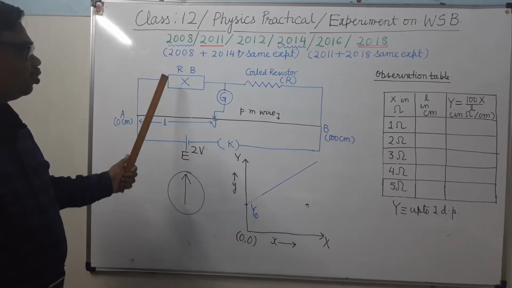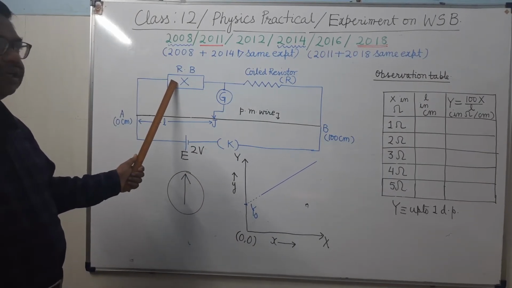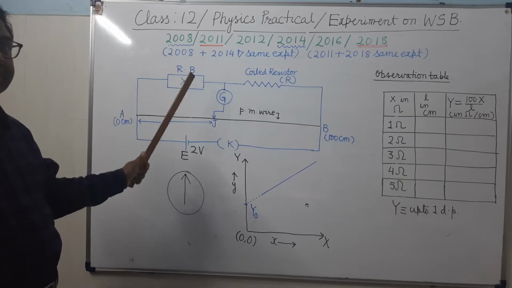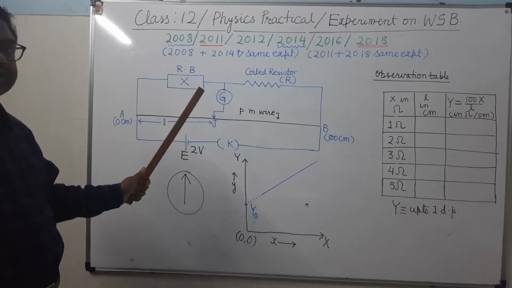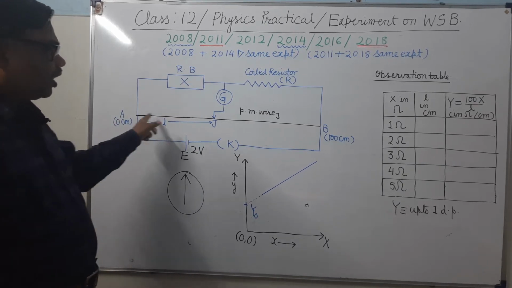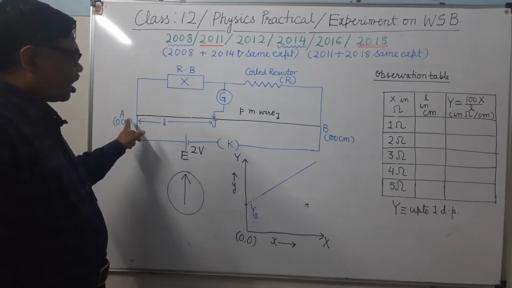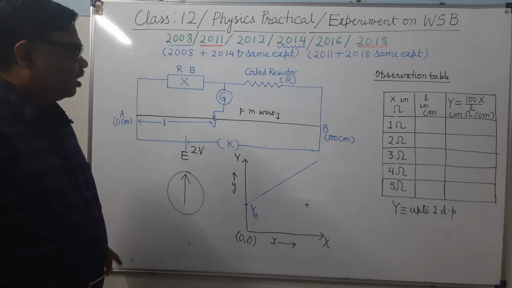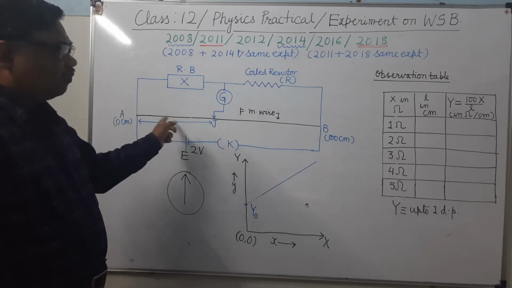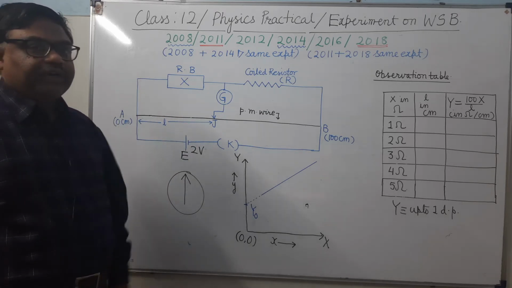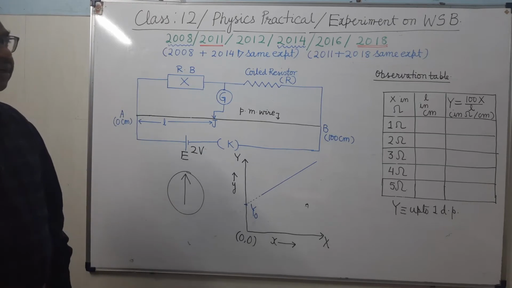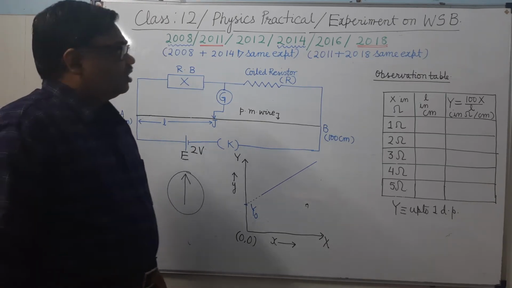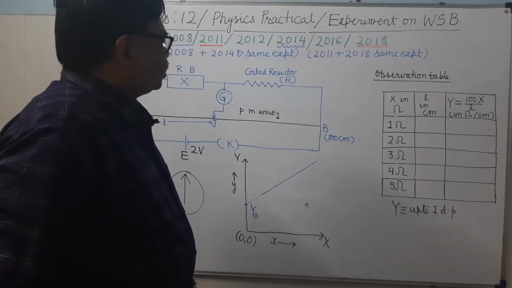Then you introduce 2 ohm here, and all the other keys should be tightly fixed. Once again, locate the null point. Record the value of L. Write it down there. Then for 3 ohm, 4 ohm, 5 ohm, we will repeat the experiment. This is the experiment of 2018.